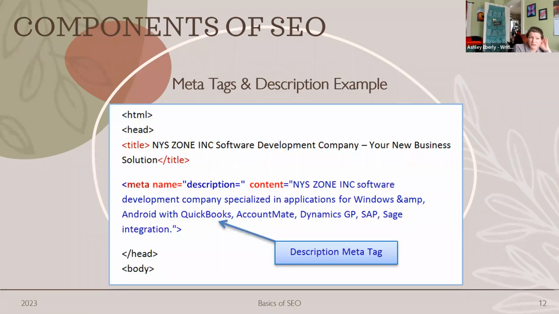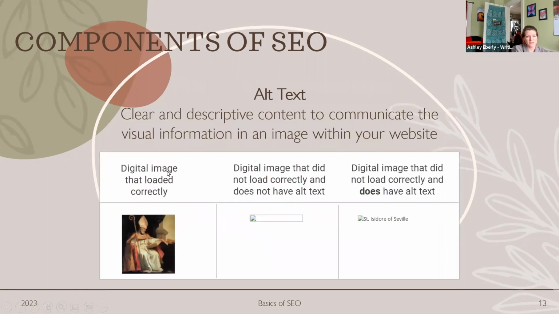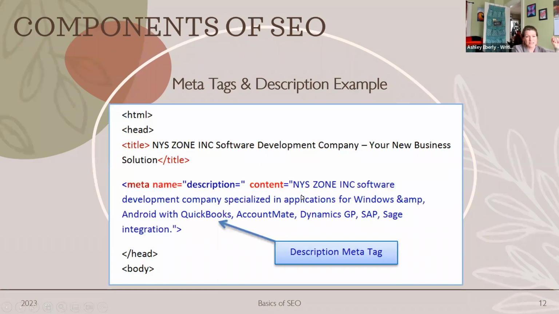And then I have an example here. So meta tags and descriptions, those are interchangeable terms depending on who you talk to. Some people use them as meta tags, some people use them as meta descriptions. They kind of go back and forth, but I did just want to give an example. So this is just a very generic one. It's obviously not specific to the lawn care search that I was doing before, but as you can see, this is the description. The NYS Zone Incorporated Software Development Company specialized in applications for Windows and so on and so forth.